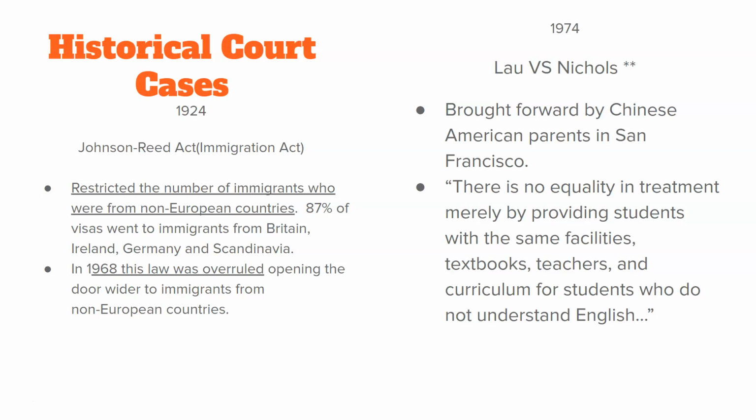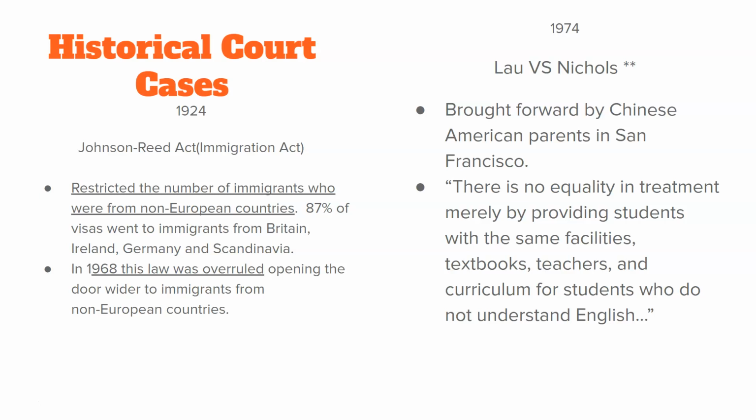So the Johnson-Reed Act, also known as the immigration law, was in your text. It's an old law, but it's been overruled. It limited the amount of immigrants from non-European countries, and so all immigrants aren't seen as equal. At the time, 87% of the immigrants who were allowed to come in the country were from European countries, and it restricted immigrants from non-European countries. That was overruled in 1968, so that opened the door for more immigrants from non-European countries to enter into the U.S.